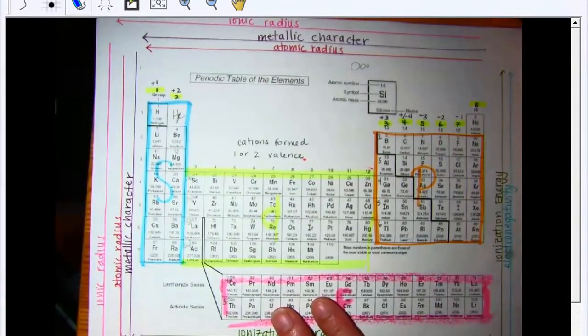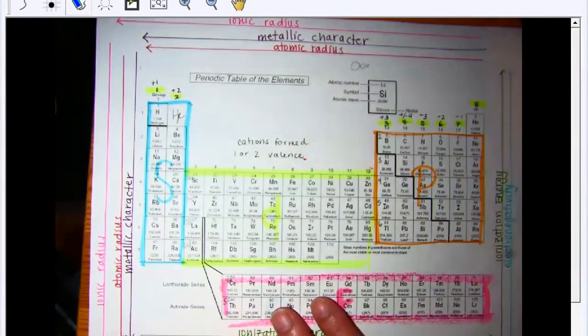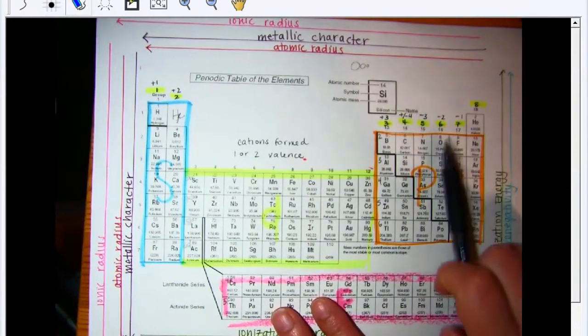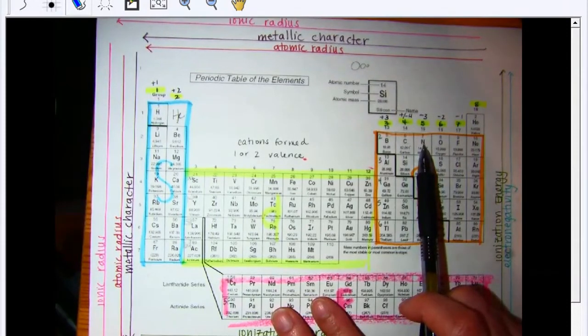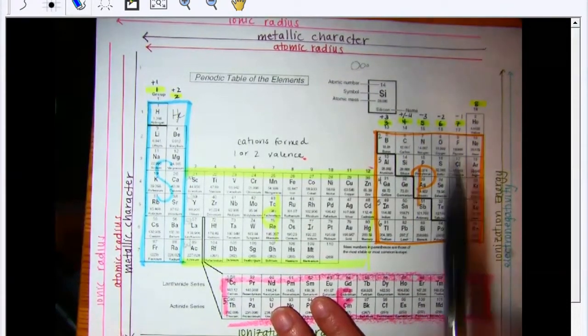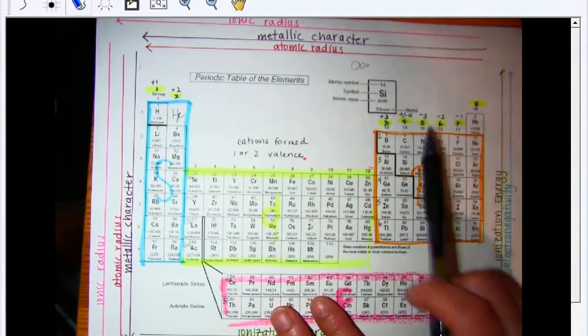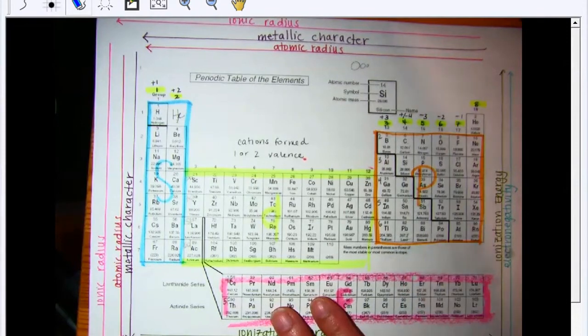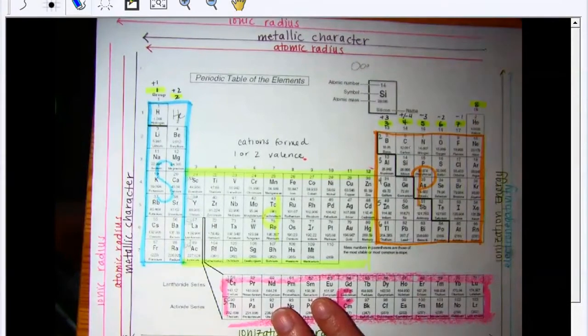They already have 8. They already have their octet. Okay, oxygen has 6 valence electrons. If it gains 2 electrons, shortest path to an octet is to gain 2 electrons. So if it does that, it would get a charge of a -2. Everything in this column gets a -2. Nitrogen has 5 valence electrons. Its shortest path to an octet is to gain 3 electrons. Everything in this column gets a -3. So you should label that -1, -2, -3. We're going to come back to carbon in a second.